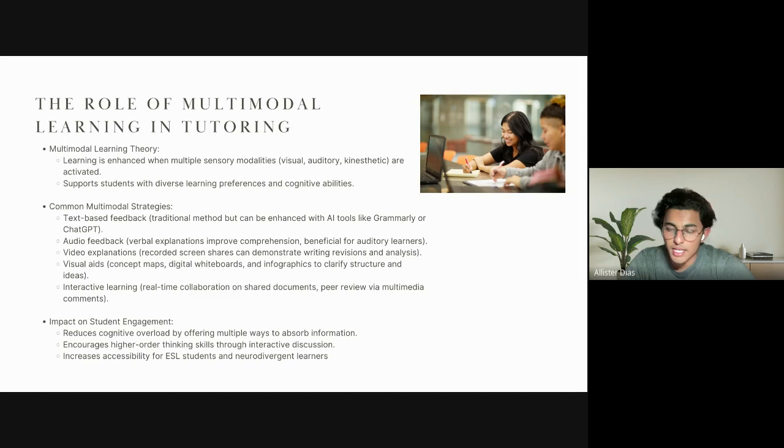So what does this mean for engagement? Well, let's think about the fact that it reduces cognitive overload by offering multiple ways to absorb information. Use of artificial intelligence, use of visual or audio feedback is a great way to create kind of a closed feedback loop where writers are not being too overloaded with information, but they're getting the information that's crucial to improve their writing. It also encourages higher order thinking skills through interactive discussion.